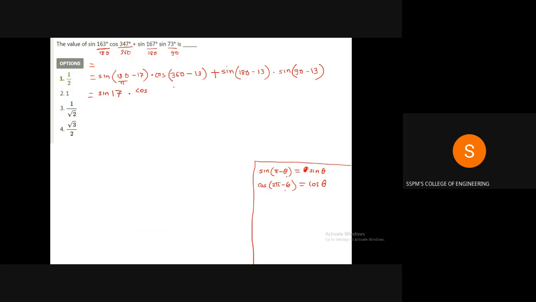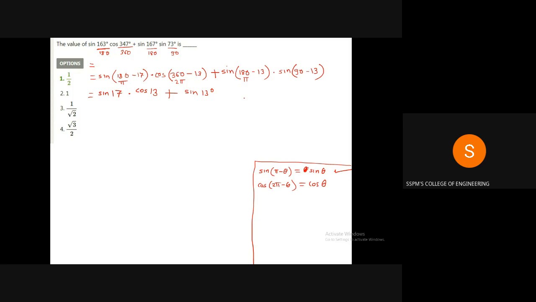What is cos 360 minus 13? 360 means 2 pi. So cos 2 pi minus 13. Cos 2 pi minus theta is again cos theta. Therefore cos 2 pi minus 13 is cos 13, plus sin 180 minus 13. Sin 180 minus 13 means sin pi minus 13. We have already used the formula sin pi minus theta is equal to sin theta. So we will get sin 13 degree.